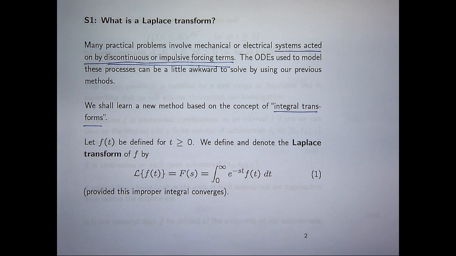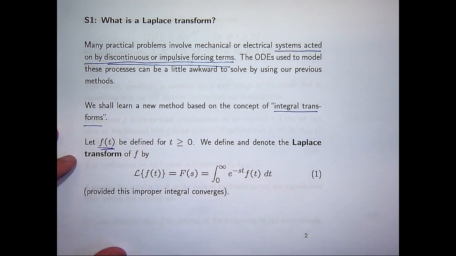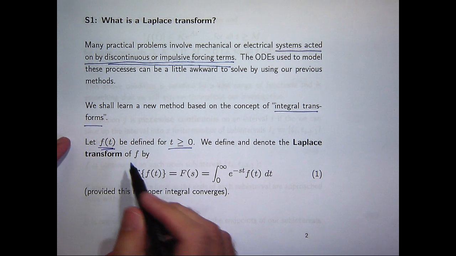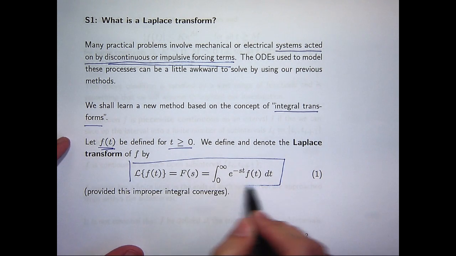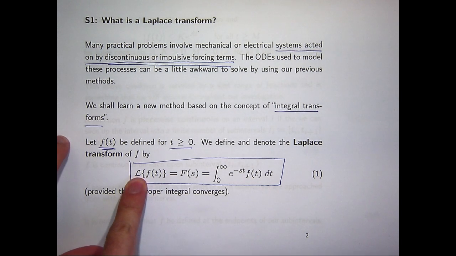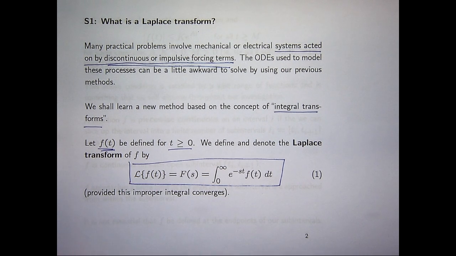So what is a Laplace transform? Well, suppose I've got a function, f of t. Think of t as time if you like. This is how we denote and define the Laplace transform of a function, say, little f of t. You can see that we use this curly L. So the curly L means the Laplace transform of what's in the curly brackets.